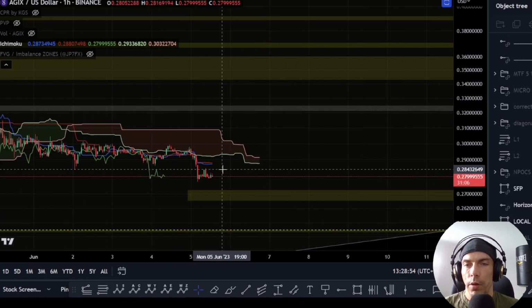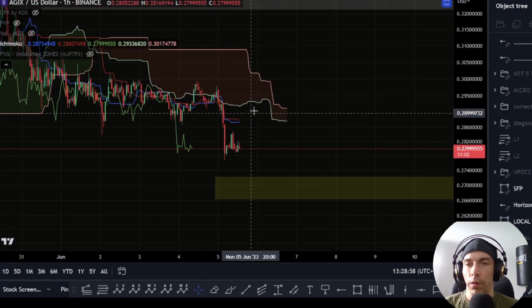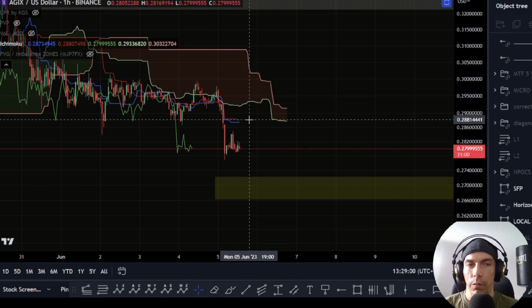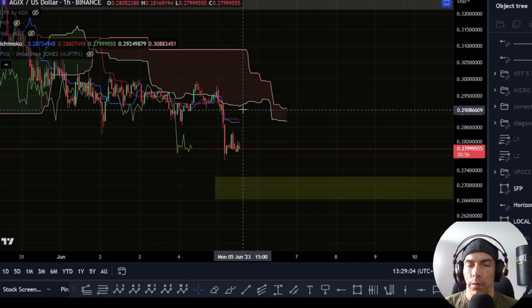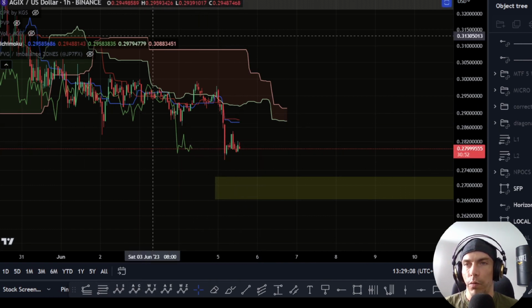Looking at the Ichimoku cloud here on the 1 hourly, we can see that we have lost support of this. We do have the baseline and the conversion line sitting here towards this 28.80 and this 28.75, so I would be keeping an eye on a potential rejection if we do see a move up into these levels.